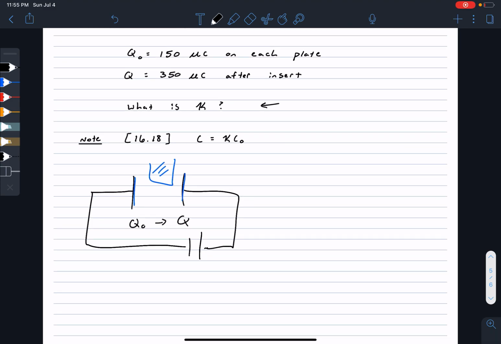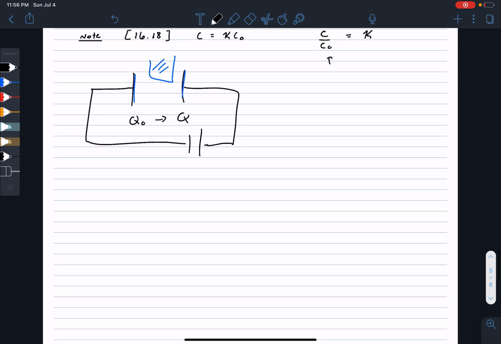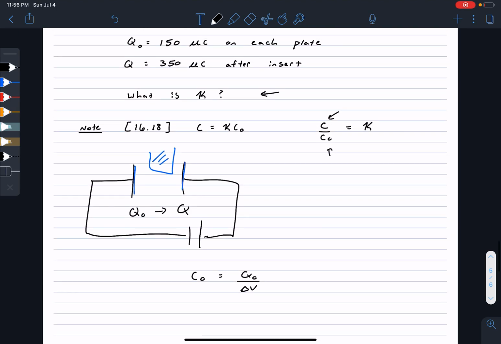And I did go through and find this is actually an equation in the book that is very useful. So to find the dielectric constant, we can just take the ratio of capacitances, right, the final over the initial, and we'll find the constant. That's really straightforward, right? So the initial is going to be Q initial over delta V, right?